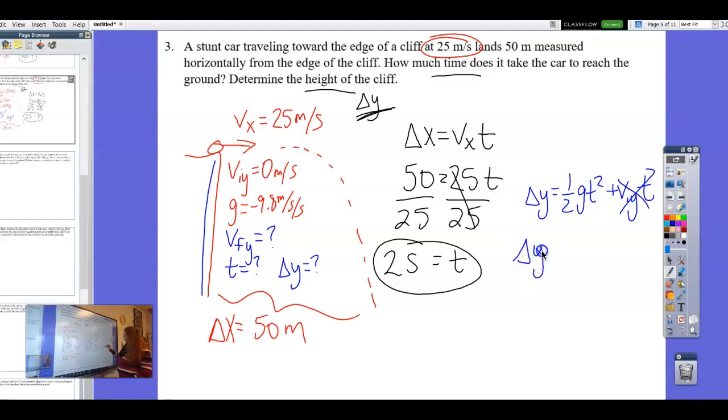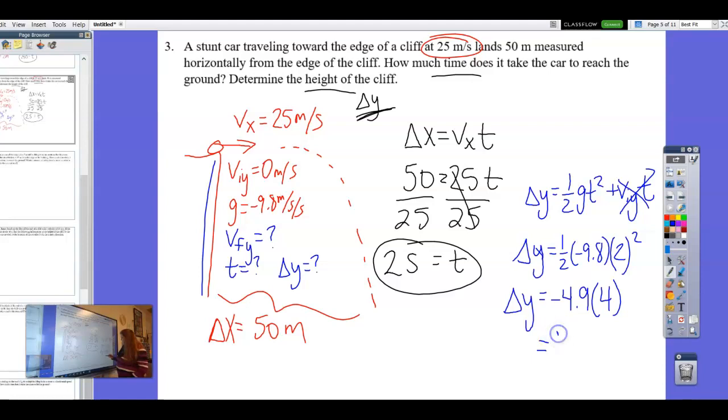Delta y is what I'm looking for. That's going to be 1/2 times negative 9.8. Now I have my time, which is 2. So I'm going to plug this into my calculator. Negative 4.9 times 4, because 2 squared is 4. And so that gives me negative 19.6 meters.